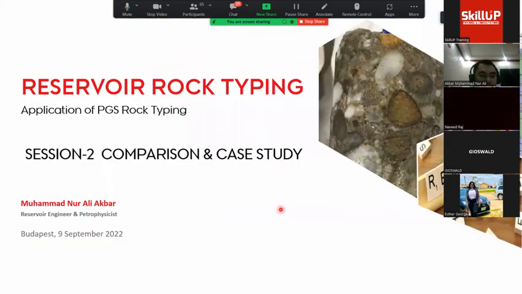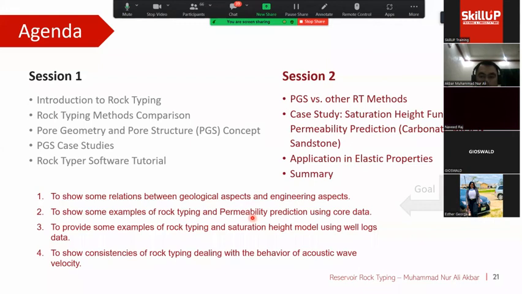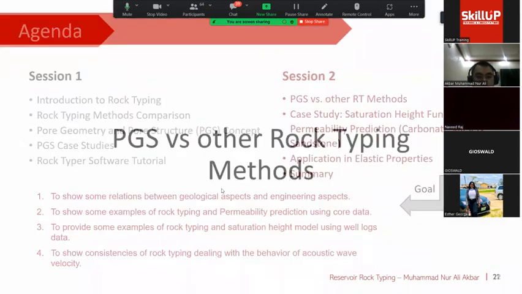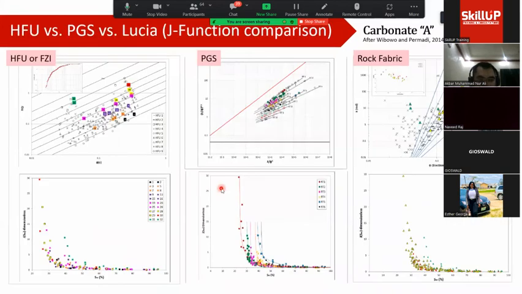So in session 2, I try to make the comparison between the different rock type methods and the PGS, and how it compares with the results. For example, here in this session 2, I try to see the PGS compared with the other methods, some case studies of saturation height functions, and also application in elastic properties, and it will close with the summary. So let's see the comparisons first.